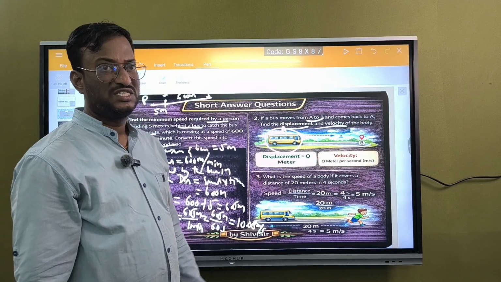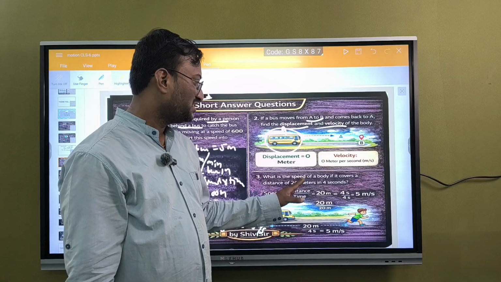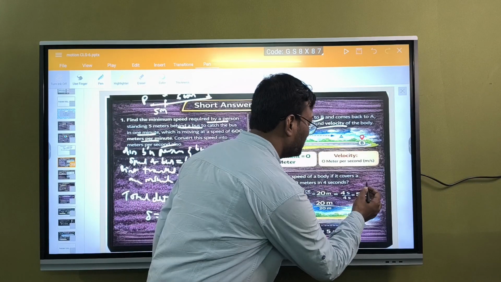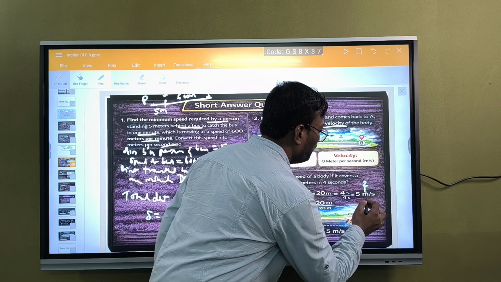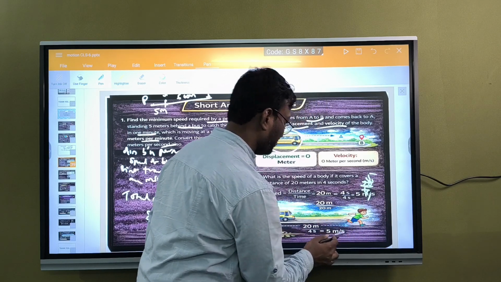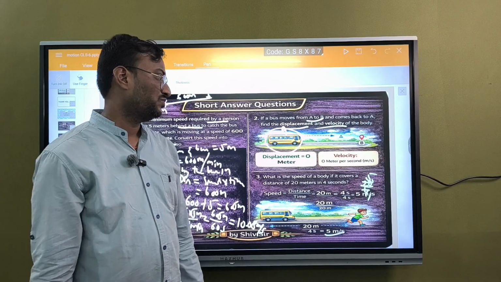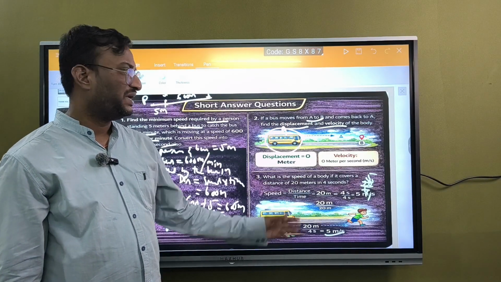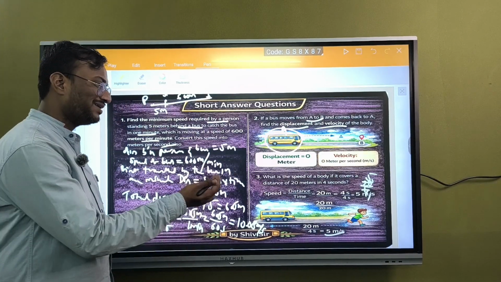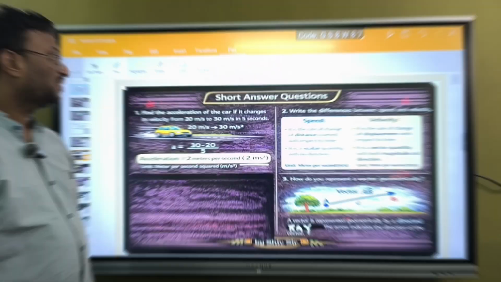What is the speed of a body if it covers a distance of 20 meters in 4 seconds? Speed formula is distance by time. If it covers 20 meters in 4 seconds, that is 20 by 4, which is equal to 5 meter per second. Distance is 20 meters and time is 4 seconds.